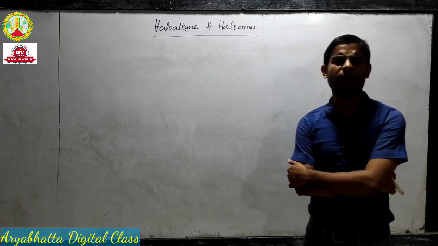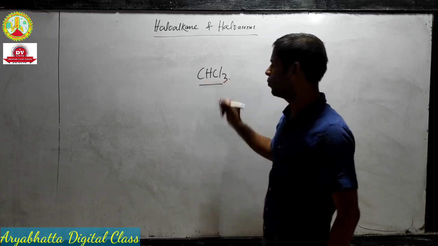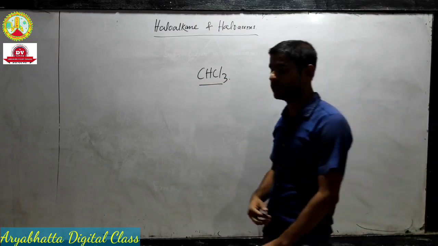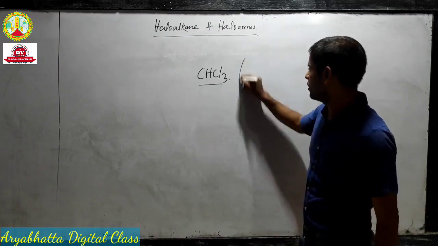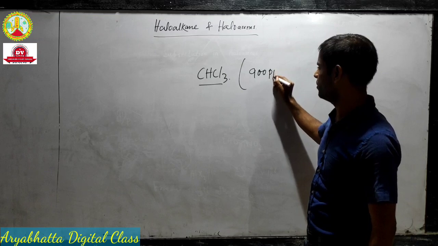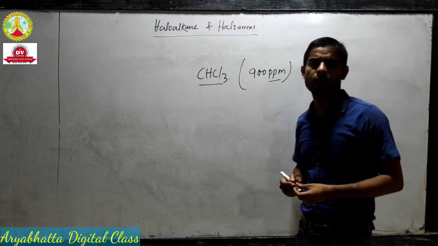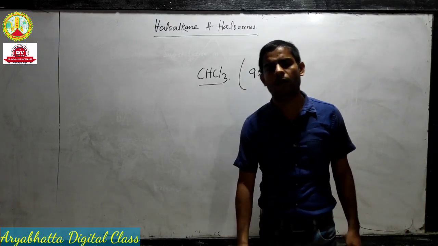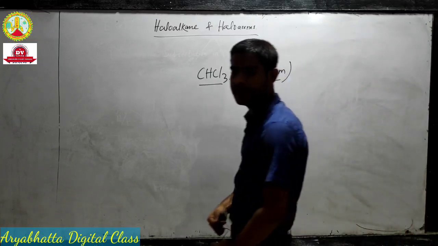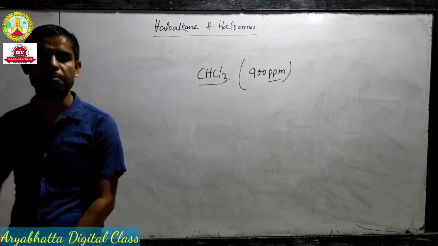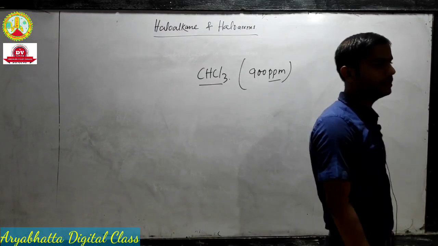There are other examples, like we have a very good example of chloroform, CHCl3. Once there was a time when chloroform was used as local anesthesia. At 900 ppm concentration... ppm, you will get this concentration unit in chapter 2 of book 1, and you will understand what ppm means. ppm stands for parts per million.